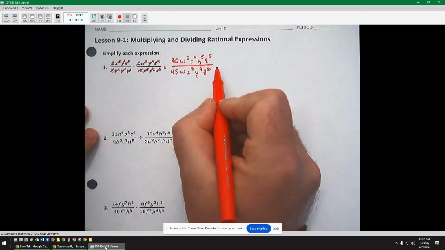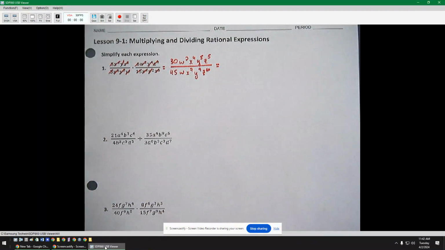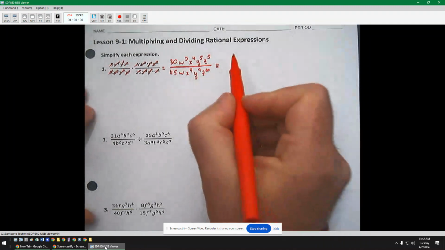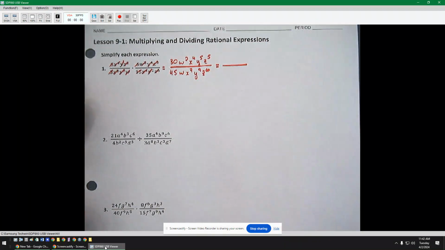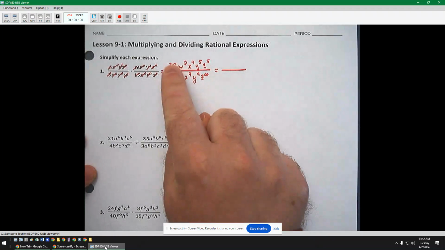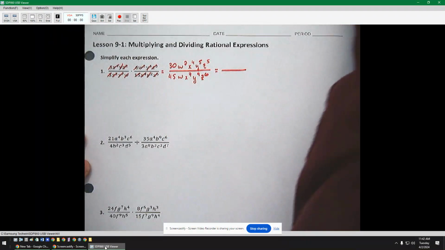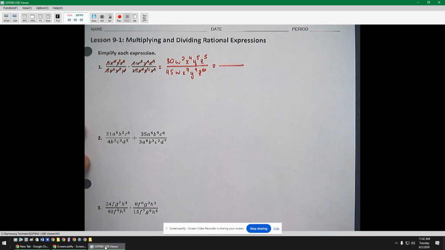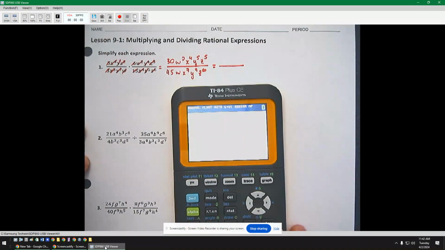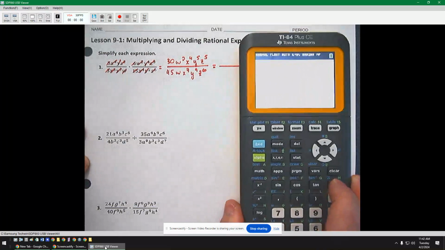All right, now I'm going to simplify this. Usually what I do in these situations, I start off by just drawing a new fraction bar because I'm going to have stuff left on the top and on the bottom. So if it's easier for me to understand it, I just draw a new fraction bar. And then I'm going to start to look with the numbers. So in a perfect world, you'd look at 30 and 45 and try to find their GCF, the greatest common factor.